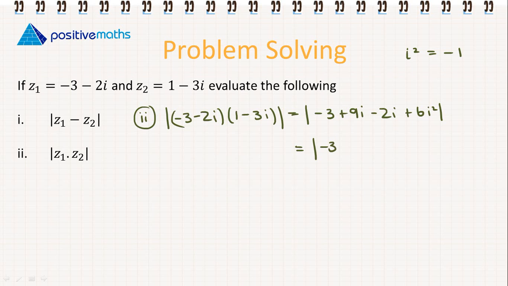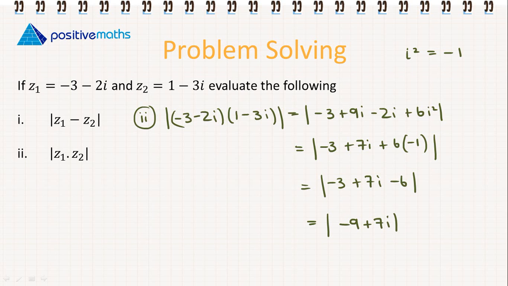So we have minus 3. 9i minus 2i is going to give us plus 7i. And now we're going to have plus 6 multiplied by minus 1. So we're going to have minus 3 plus 7i minus 6. So we will have minus 9 plus 7i. To find the modulus, that's going to be minus 9 squared plus 7 squared, which will give us the square root of 130.